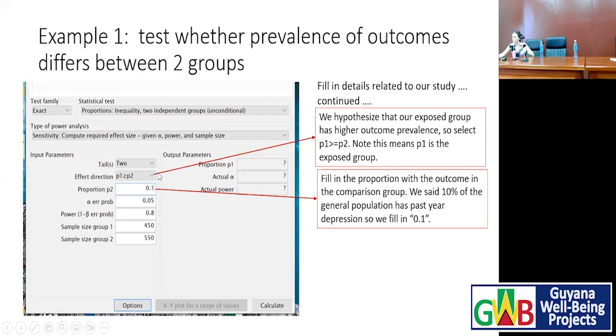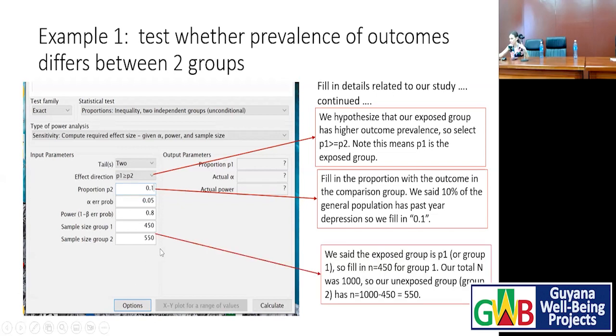And then here we have to specify the effect direction. Now, we hypothesized that the exposed group has a higher outcome prevalence. We call the proportion in the unexposed P2, so P1 is our exposed group. So we choose P1 greater than P2. If we wanted to hypothesize a protective effect, we could set it the other way with the drop down.